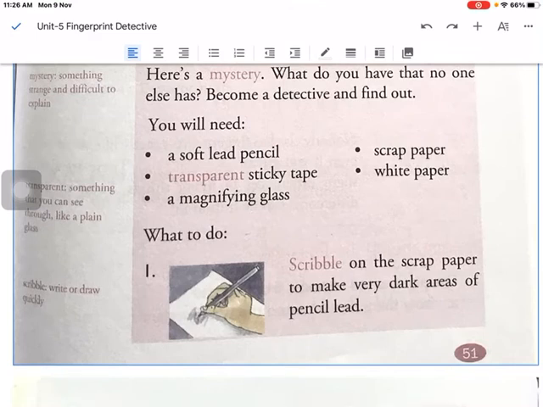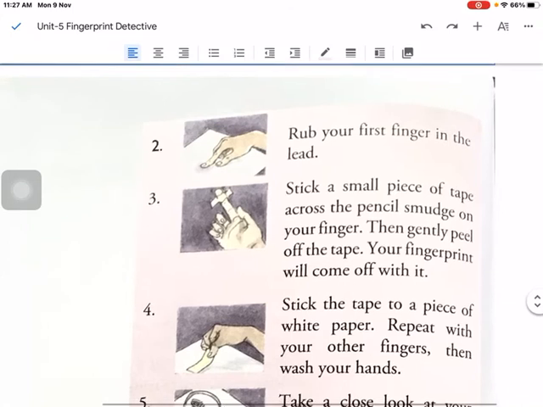The process is also written here. Number 1: scribble on the scrap paper to make very dark areas of pencil lead. At first we have to scribble on the scrap paper and make it dark with the lead pencil. Number 2: rub your first finger in the lead. You can see in the picture, we have to rub our finger in that lead. Number 3: stick a small piece of tape across the pencil smoke on your finger, then gently peel off the tape; your fingerprint will come off with it.